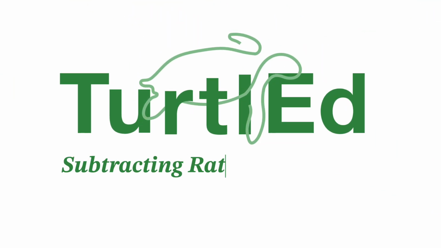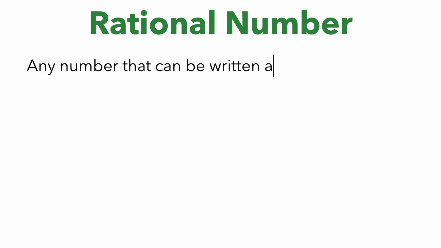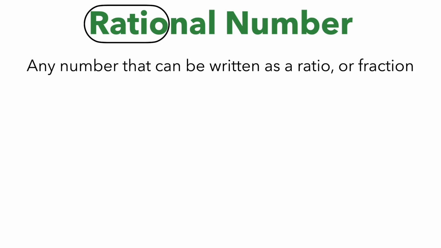In this video, we are going over subtracting rational numbers. Before we get into the subtracting, let's first go over what a rational number is. A rational number is any number that can be written as a ratio or fraction. And if you note here, it actually has "ratio" in the name of it.